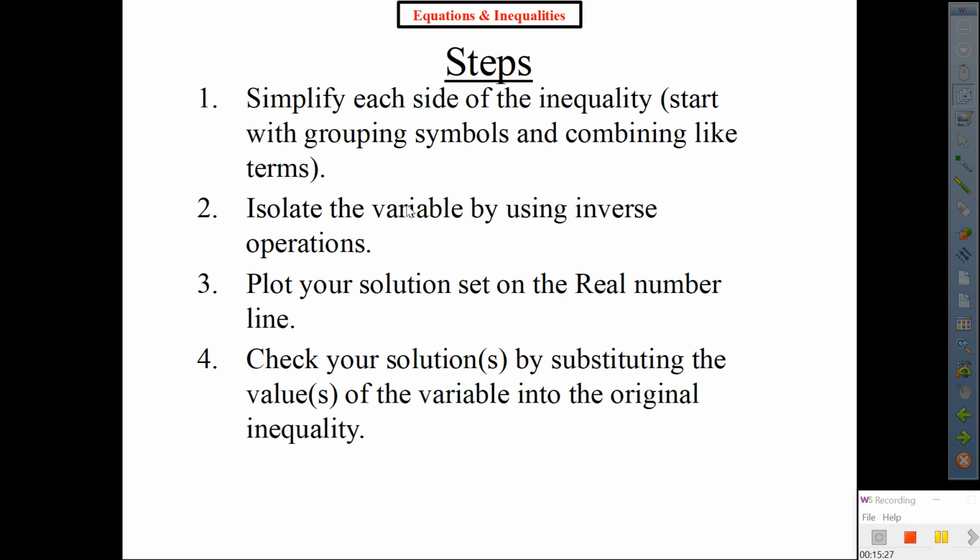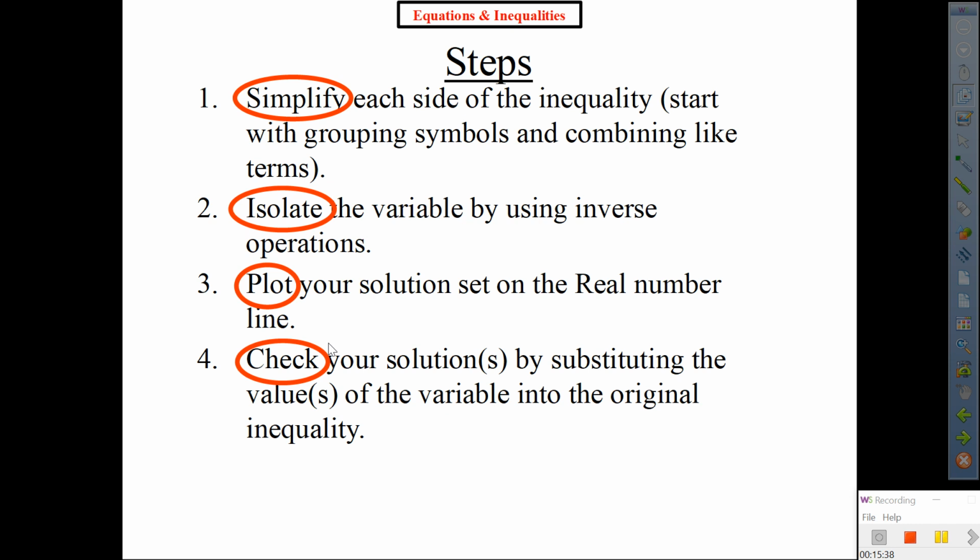All right. What were the 4 steps that I asked you to copy? You don't have to copy them today. Simplify, isolate, plot, and check. Today we're going to be doing all 4 steps for everything we do today, okay?